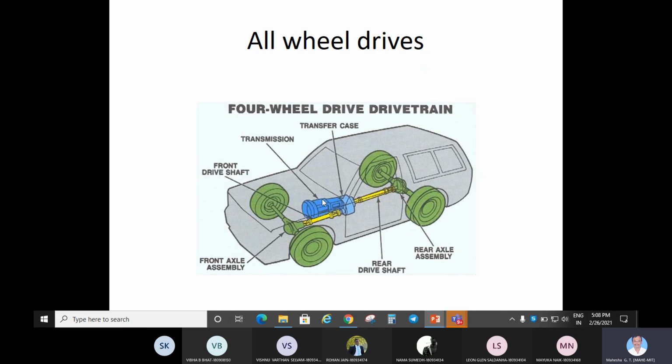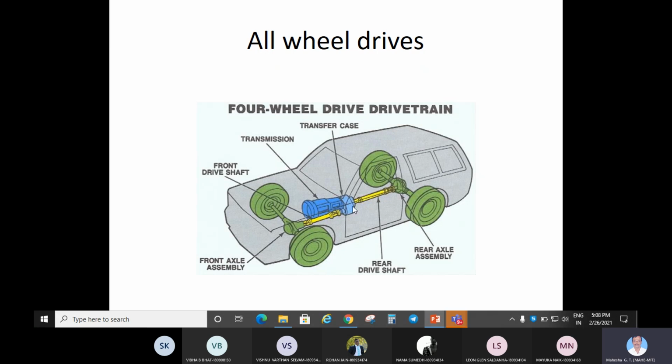So here is the torque generator. Then this entire thing is the transmission. Then there is a transfer box or case which will divide the power. That is called power split device, and it will divide the power equally to the rear and to the front. This may be the front, this may be the rear. Power is split here and sent to the back and to the front also.